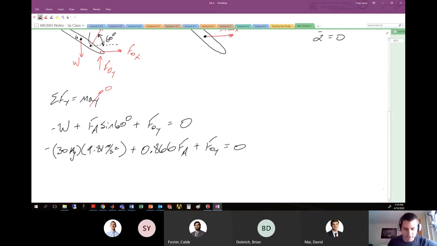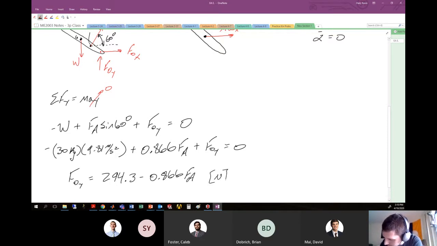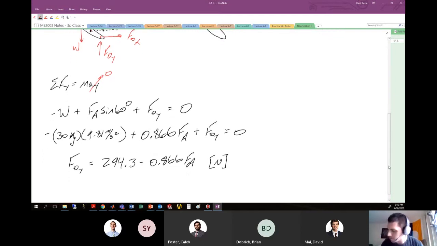All right, so we got 2 unknowns in this equation. We can rearrange things around to solve for one of these variables. Let's go ahead and rearrange and solve for the force at O in the y direction. You could pick either one. I've done it for FOY in this particular equation. After some math, FOY equals 294.3 minus 0.866 times the force at A, and the units on this particular equation are newtons. Let's give this guy a label. Let's say that this is equation 1, so we can come back to this guy later. All right, so that's the forces in the y direction.